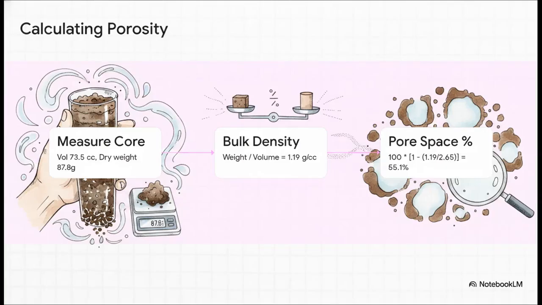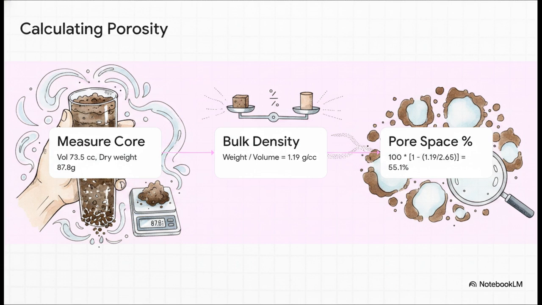Okay, let's look at exactly how we calculate this using the metrics we've just covered, walking through a problem right from the source material. Step 1, we take a soil core and measure it. We find a cylinder volume of 73.5 cc, a dry soil weight of 87.8 grams, and we know our particle density is 2.65 grams per cc.